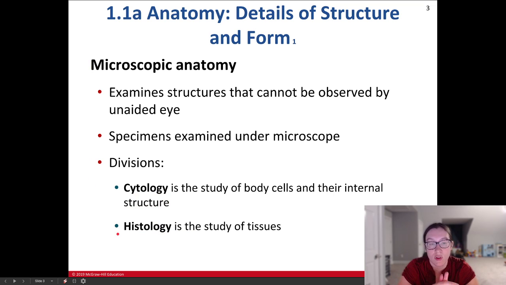So chapter 4 in this class is going to go over the study of cells, so we'll be doing a little bit of cytology there. And then chapter 5 is going to introduce the basics of tissues, which is histology. Both of these are too small, right? They're very small. We can't really see them with our unaided eye.